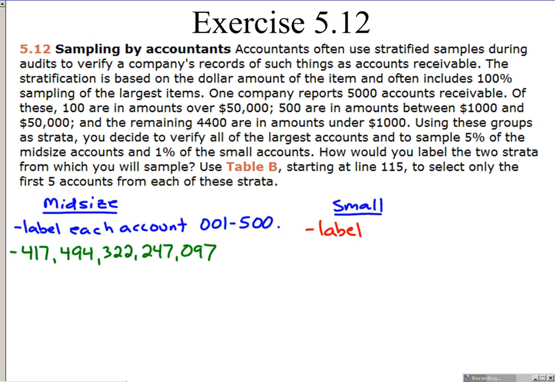In the small accounts, there are 4,400 of them. So we need to label each of those accounts from 0001 to 4,400. So now for this one, we need to look at groups of 4 numbers.